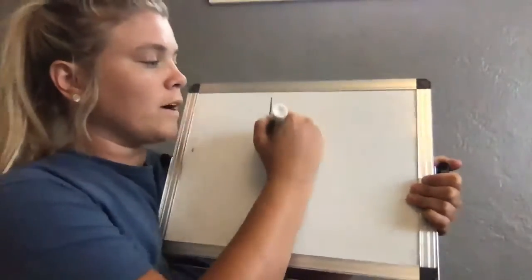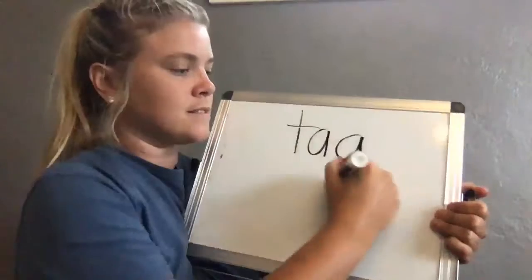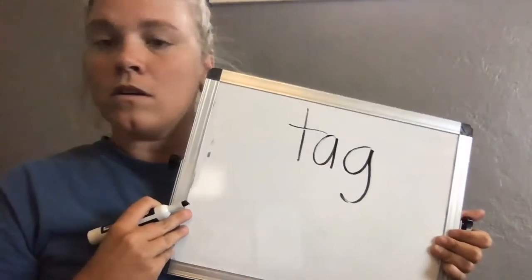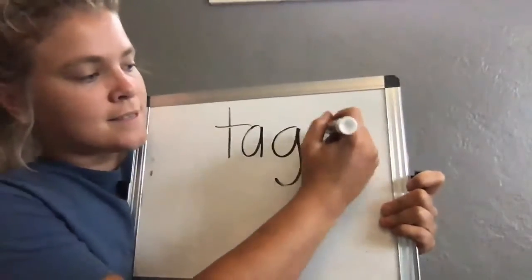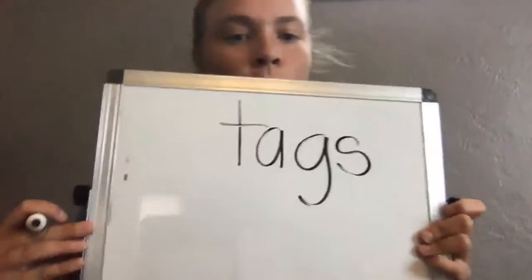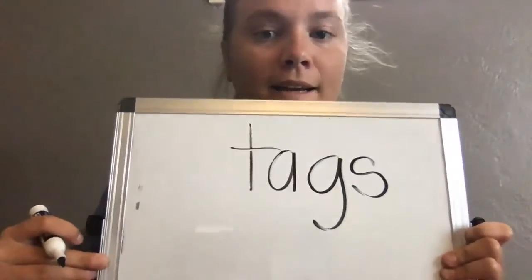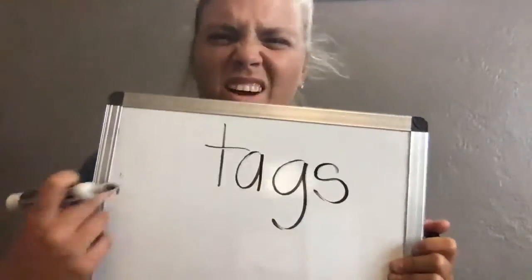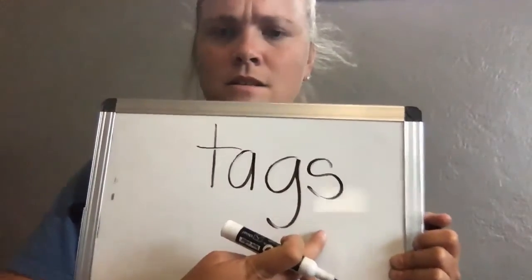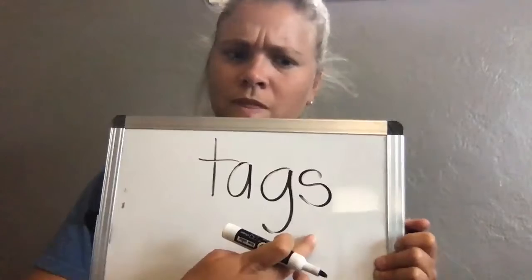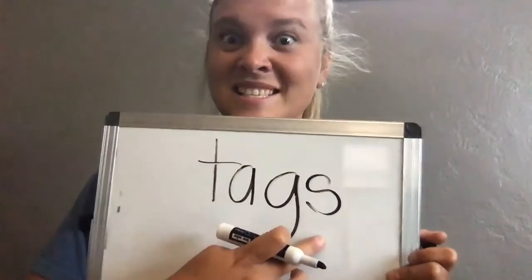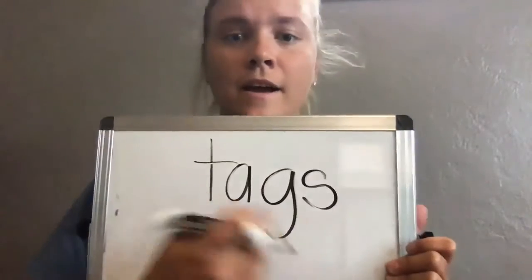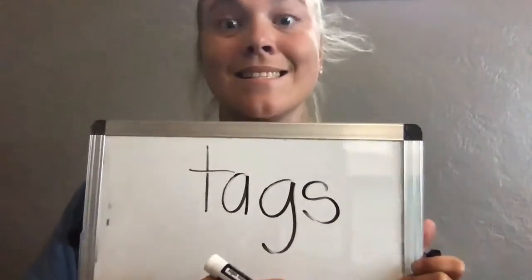So if you wrote your word tag, it should look like this. Tag. Now if we're changing it into an action word, we're going to put that s at the end. So your word now would be tags. Now when I say the word tags, that S doesn't make the S sound in tags. It makes the Z sound. That's okay, because sometimes that S makes the Z sound, first grade.